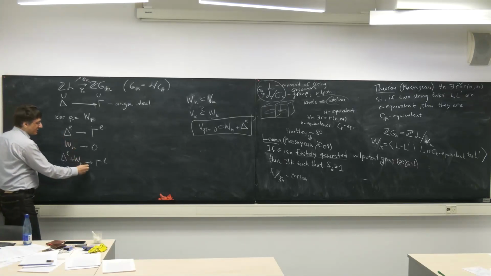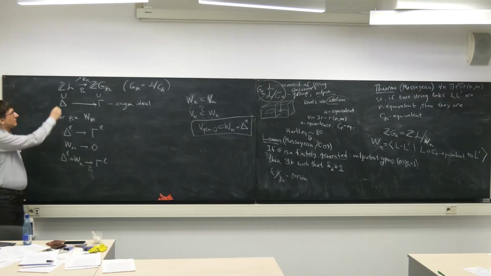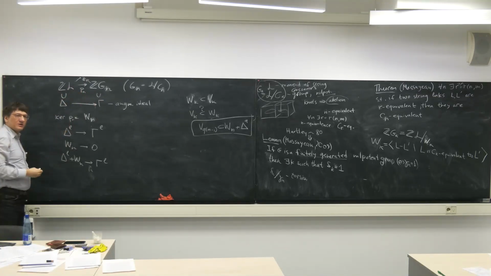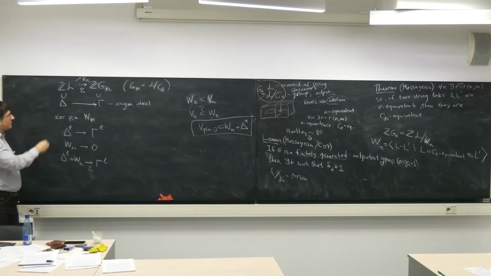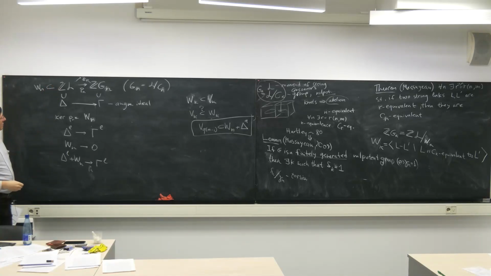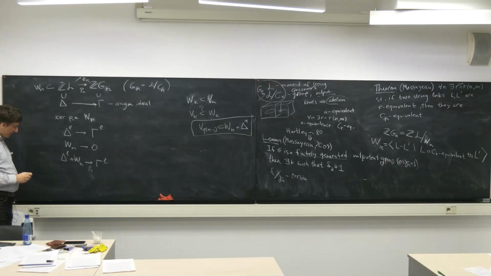No. This map depends on n. I cannot put 1 here. This is the quotient map, quotient by Cn equivalence. This is the kernel of this quotient map. Okay, so we have this.